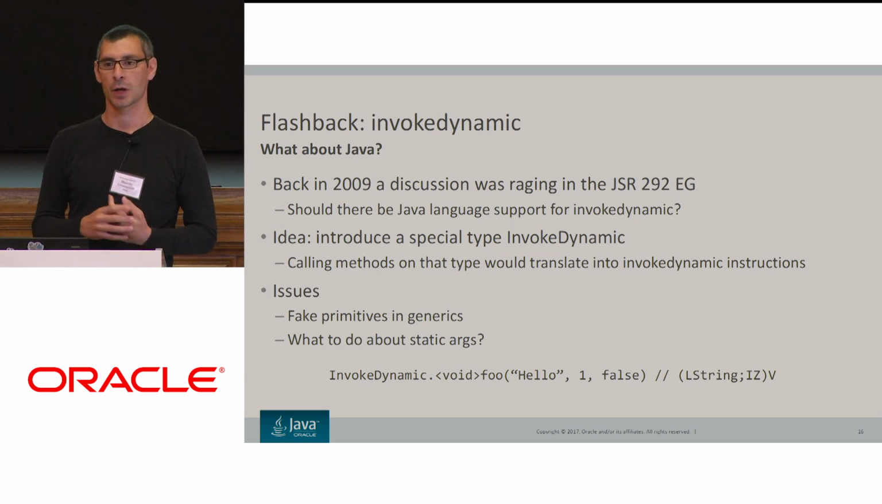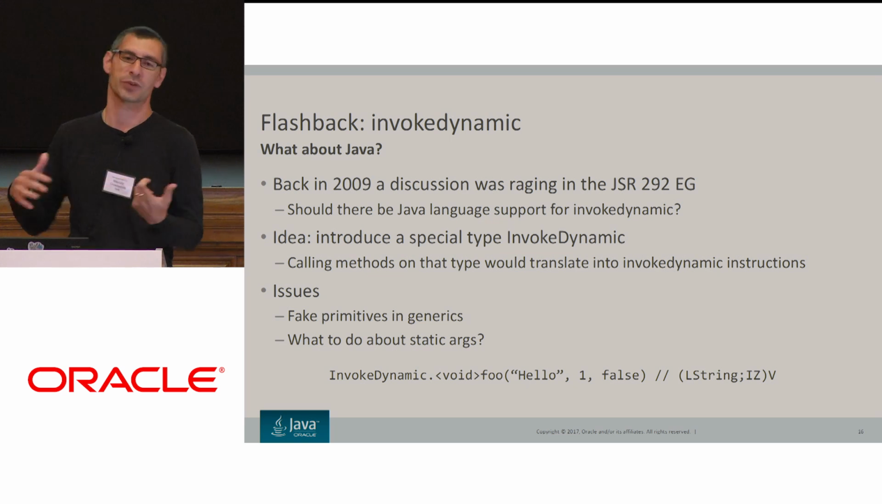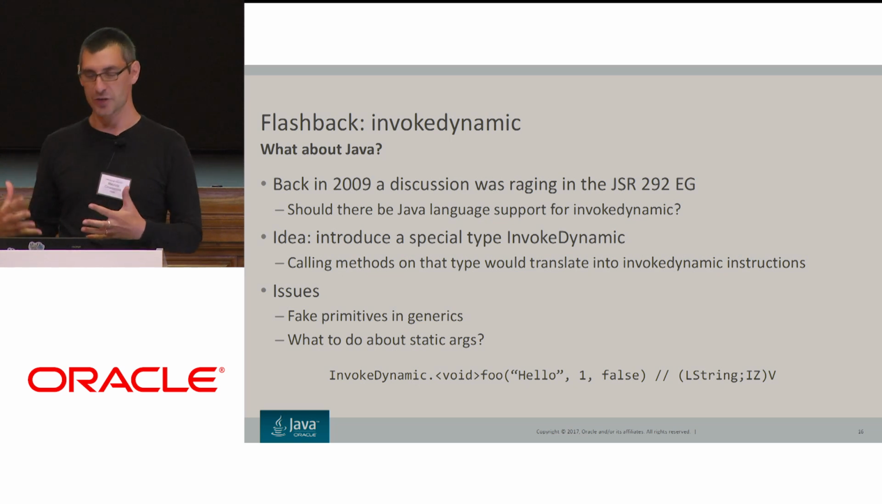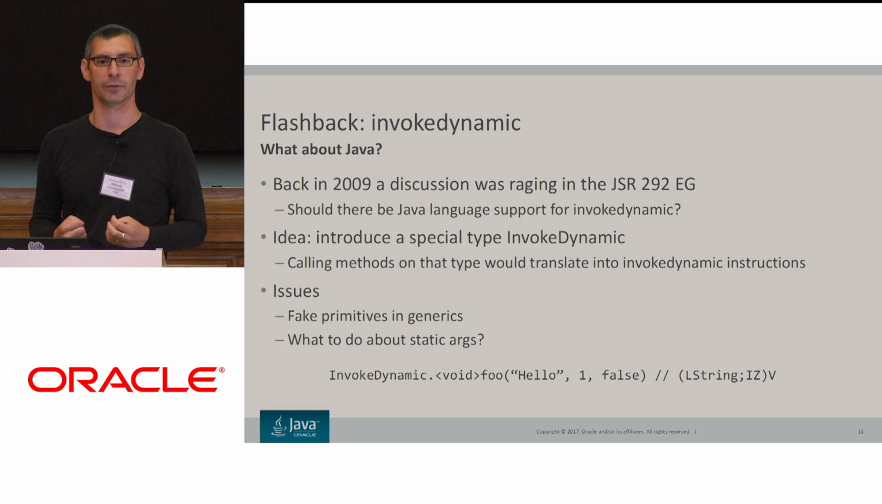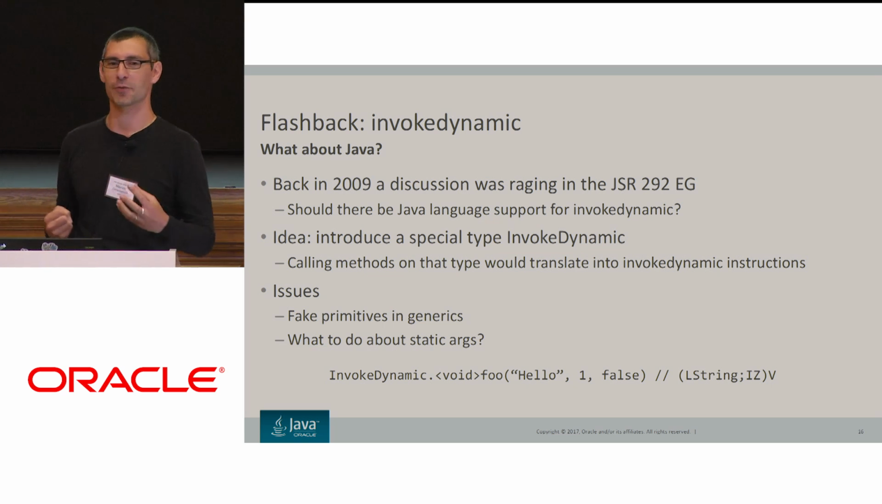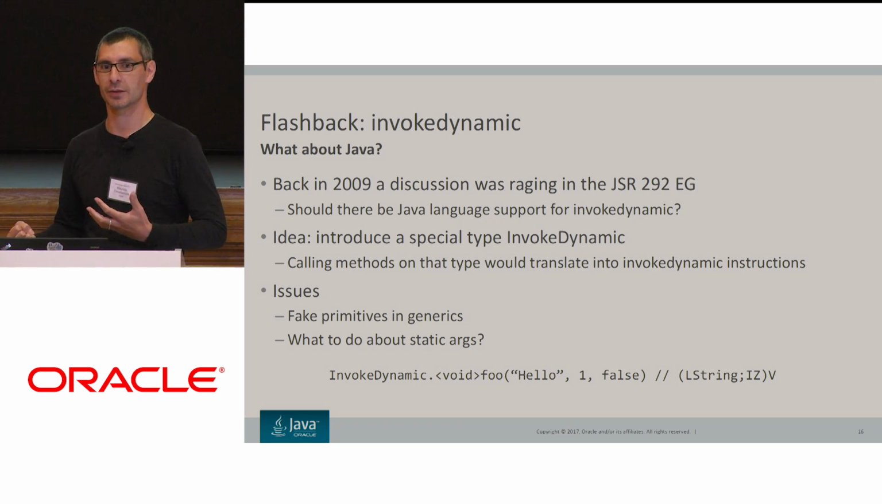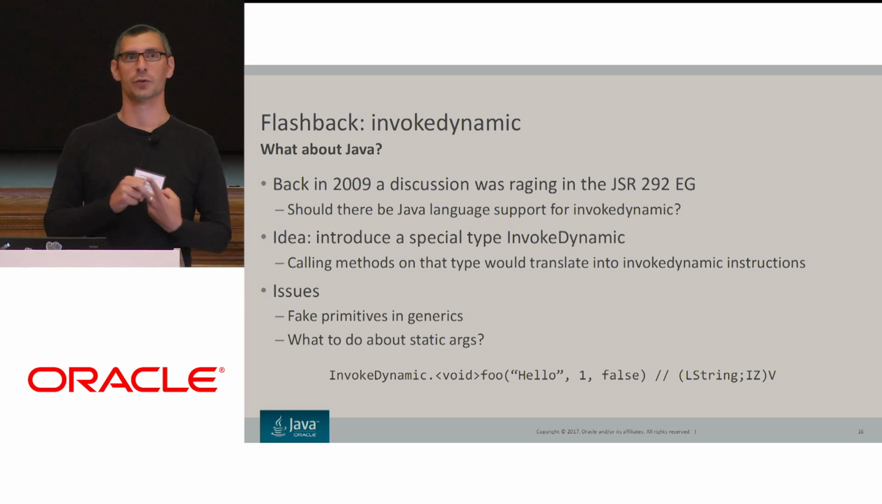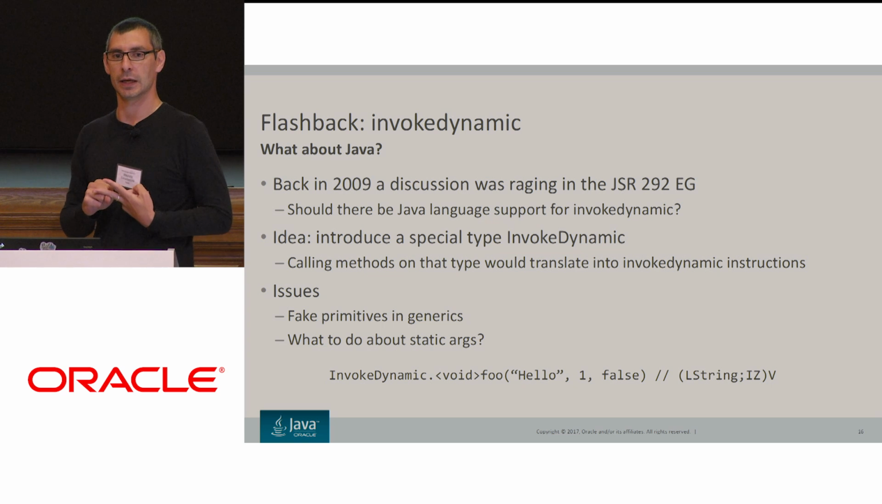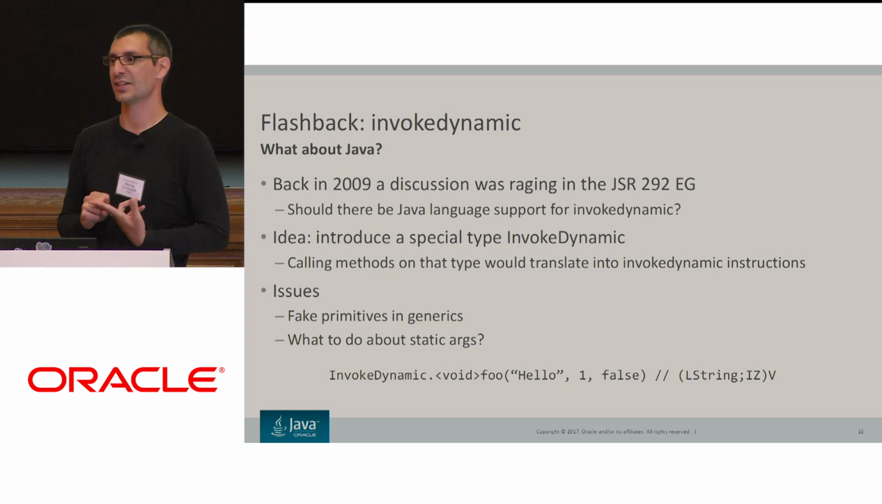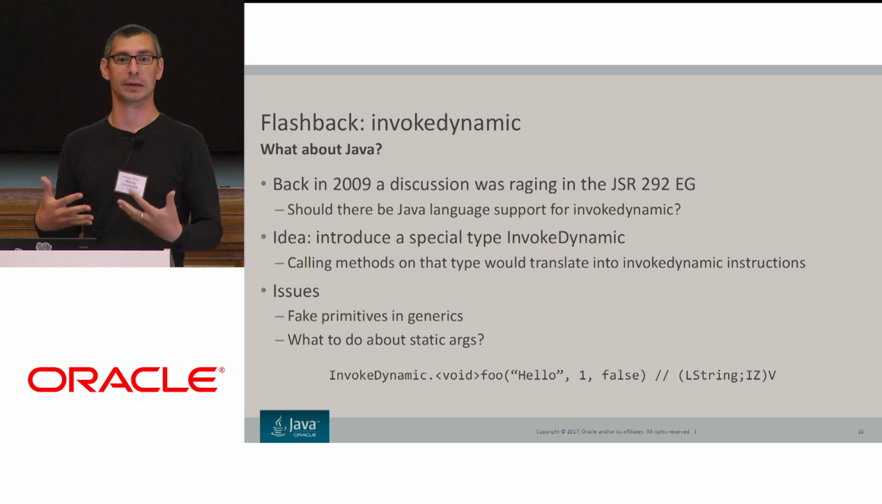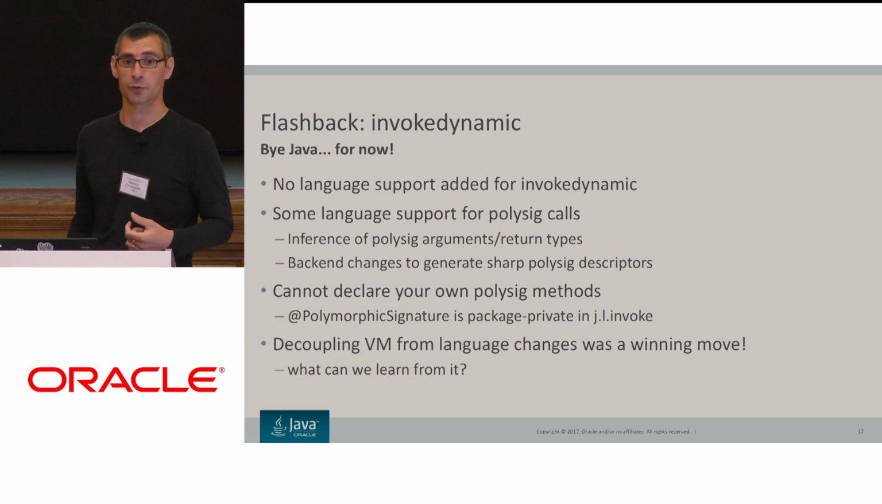But it had two problems. One is that it was a stylistic problem, really. It was using the generic syntax to encode the return type of the Invokedynamic. And it kind of gave the false impression that you had primitives in generics, even though you didn't. The second problem, which was far more serious, was that as soon as we added static arguments in an Invokedynamic call site, then the Java syntax fell apart, right? There's no way for you to encode two different argument lists in the same method call in Java. So, okay, scratch that. We abandoned the approach.